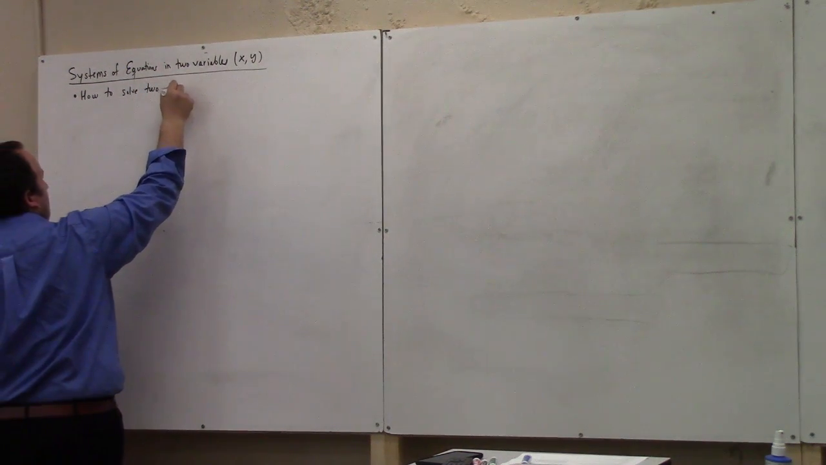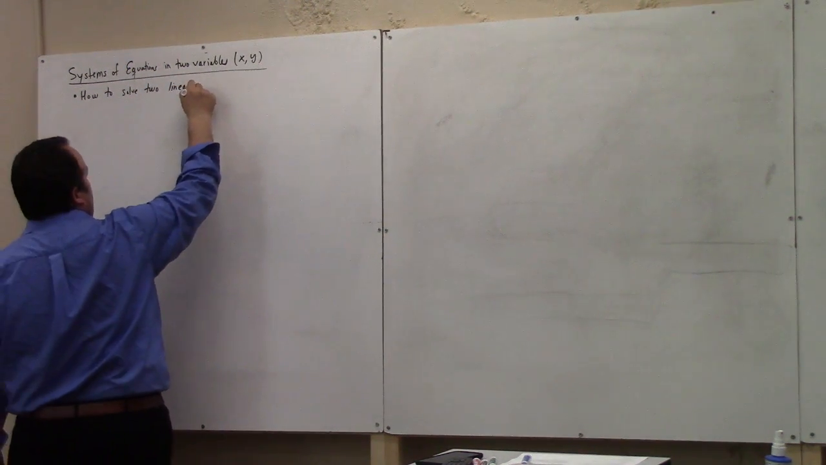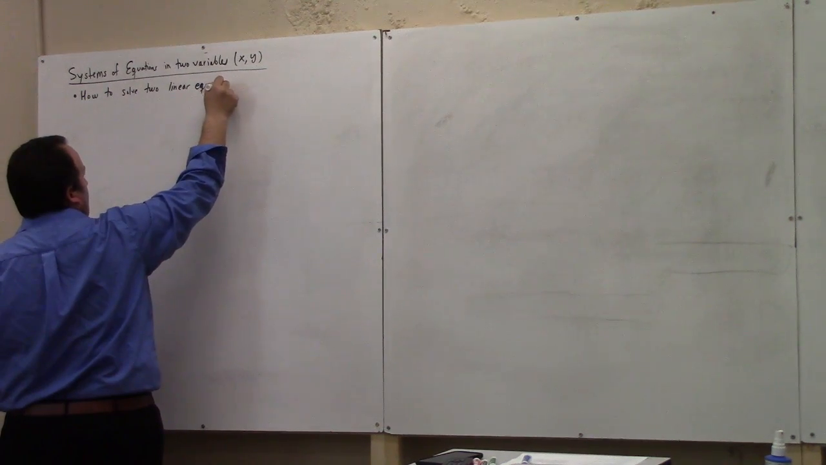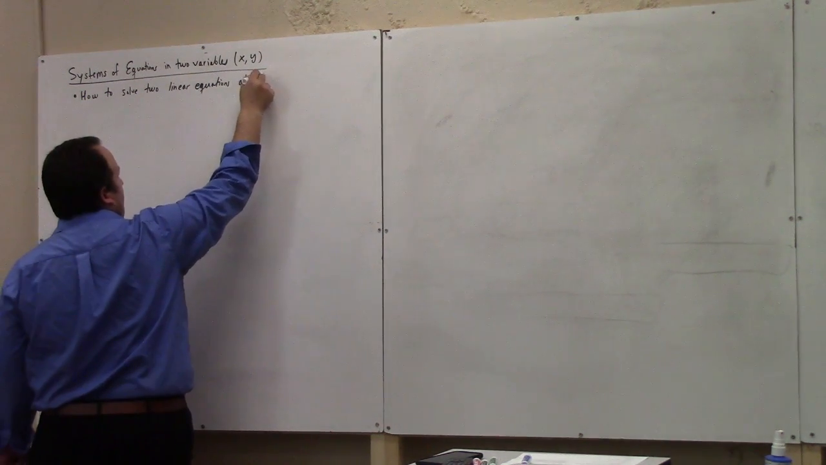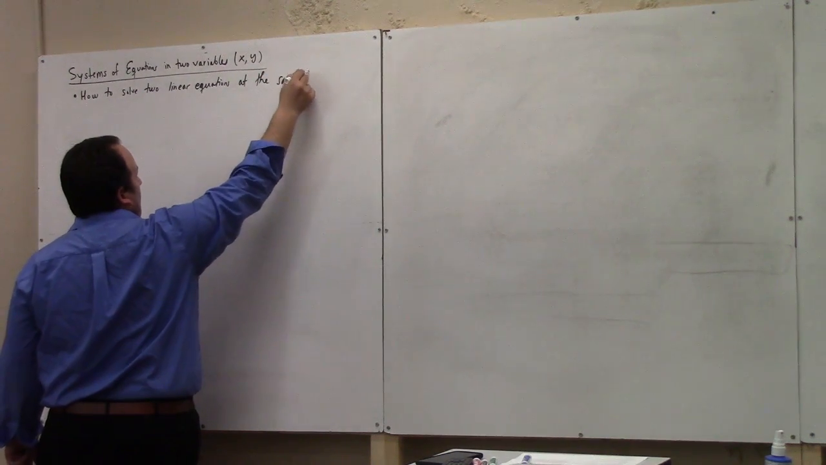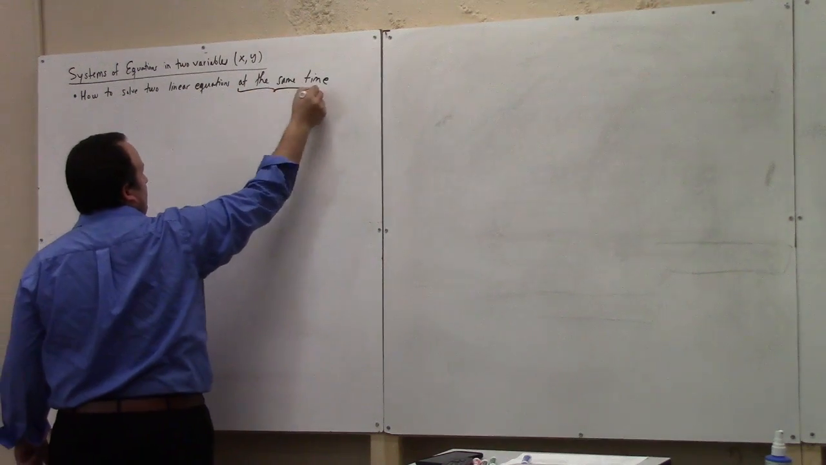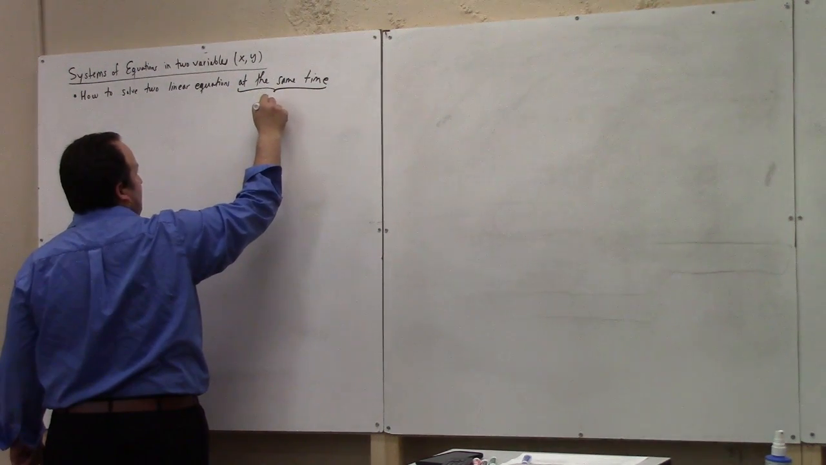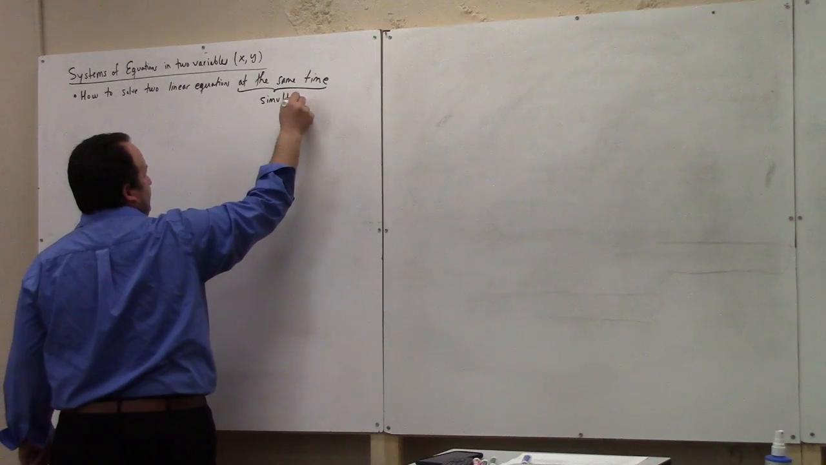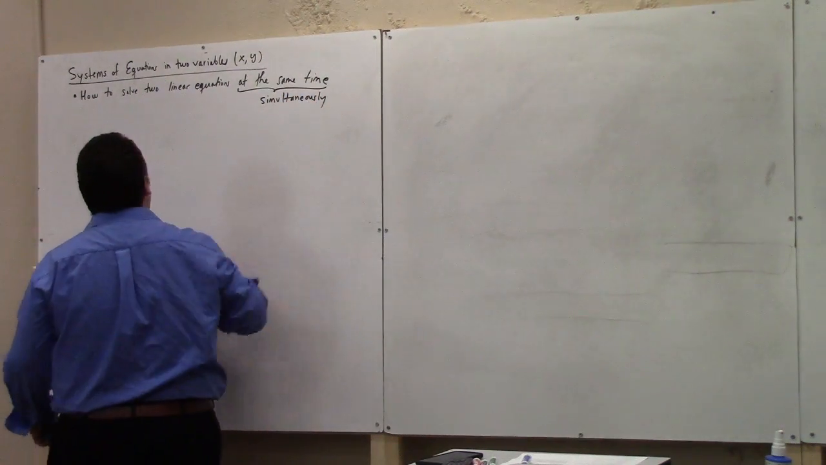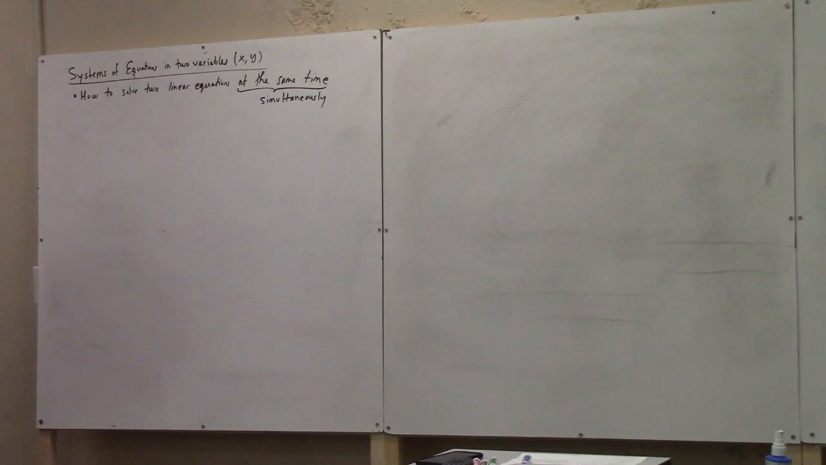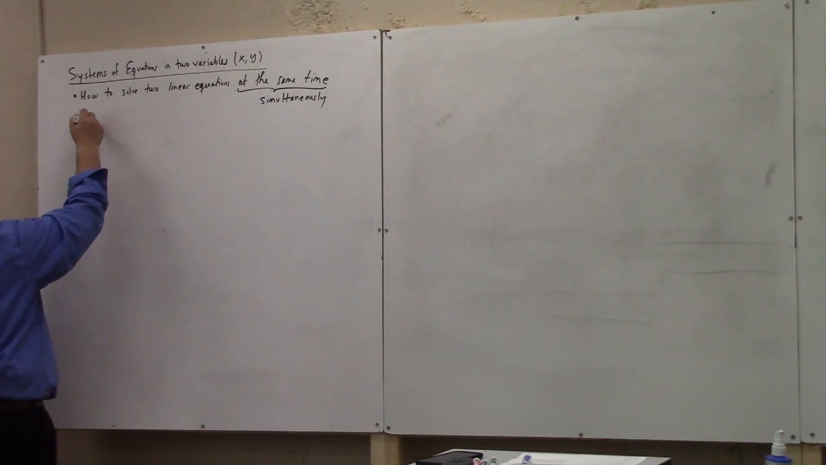two linear equations at the same time. Sometimes people, instead of saying at the same time, will use a fancier word: they'll say simultaneously. All right, so is it possible? What happens? What does the solution look like? Let me just start with an example.